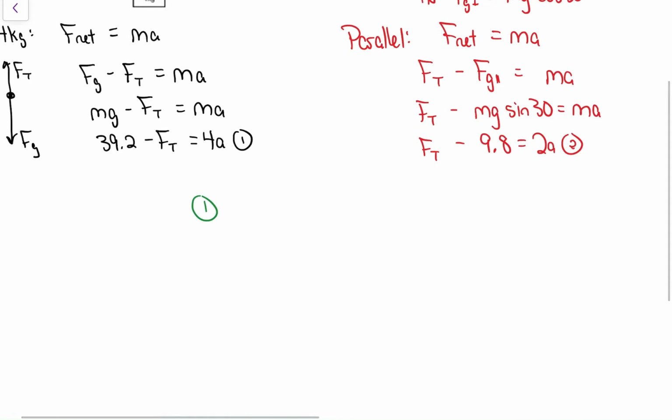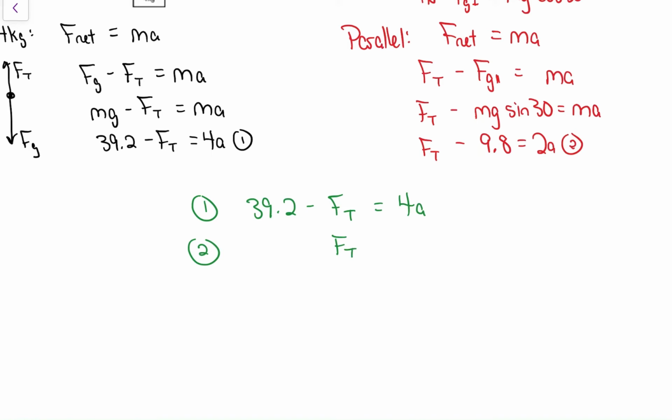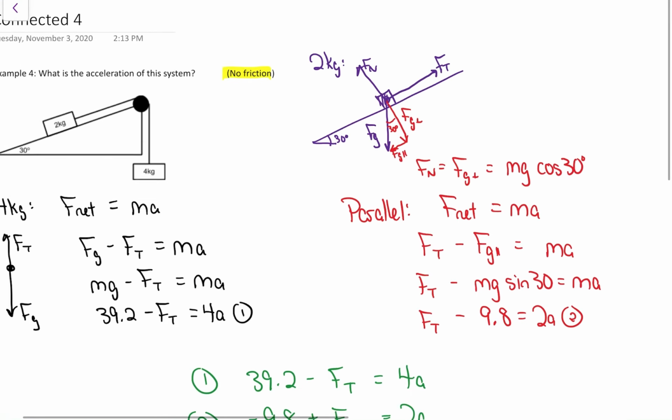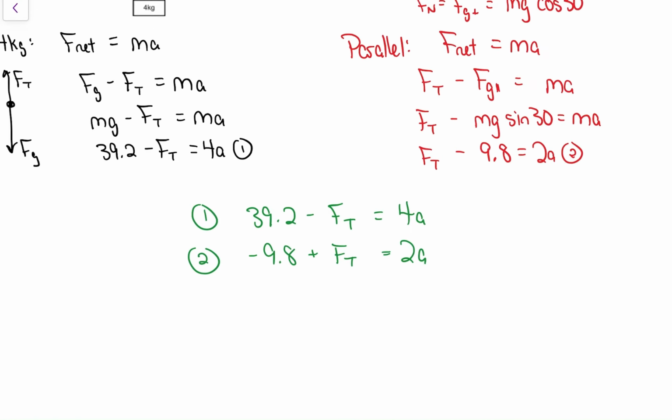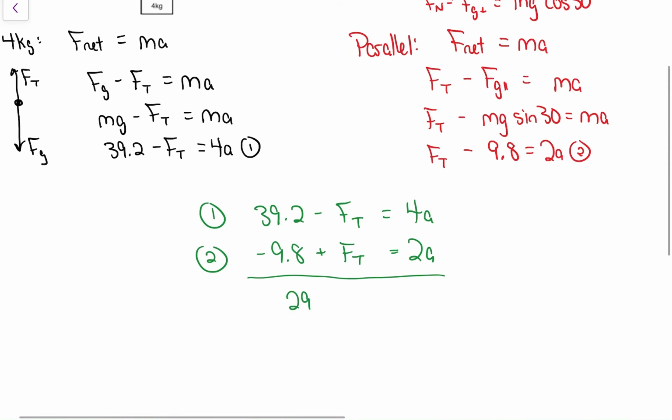To finish this off, equation 1 was 39.2 take away Ft equals 4a. Equation 2 was positive Ft, but negative 9.8, and that was equal to 2a. As expected, that connecting force should be positive on one object and negative on the other. When we clean this one up, 39.2 minus 9.8, we're getting 29.4.